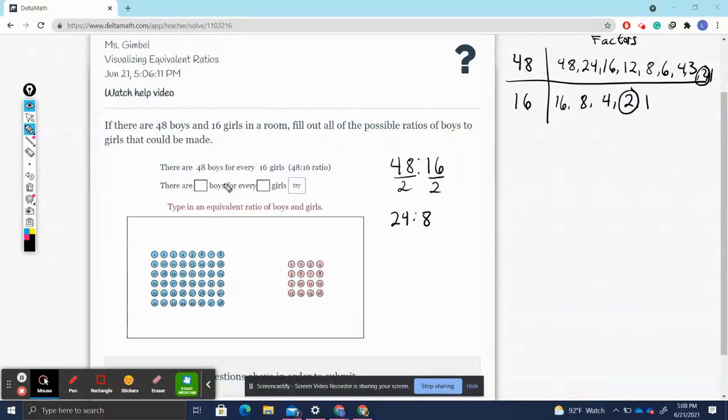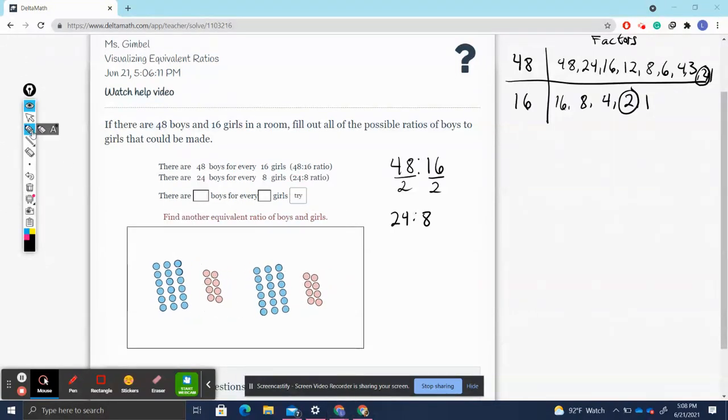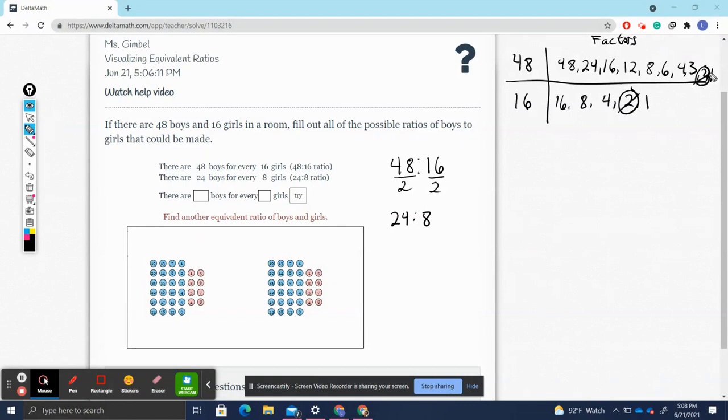And there we go. That's our first equivalent ratio. So equivalent ratios can be found simply using the common factors. And we see our dots split up accordingly. So let's cross them out because we've completed it.